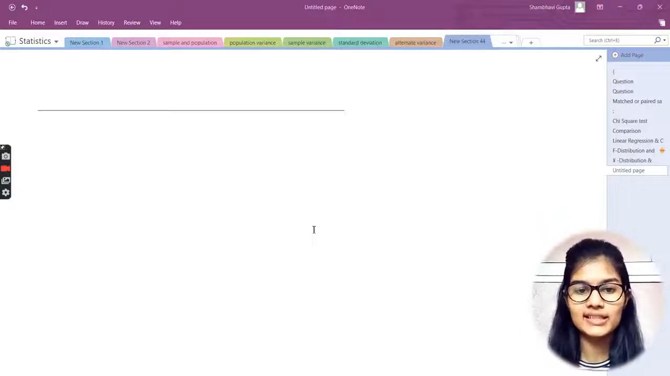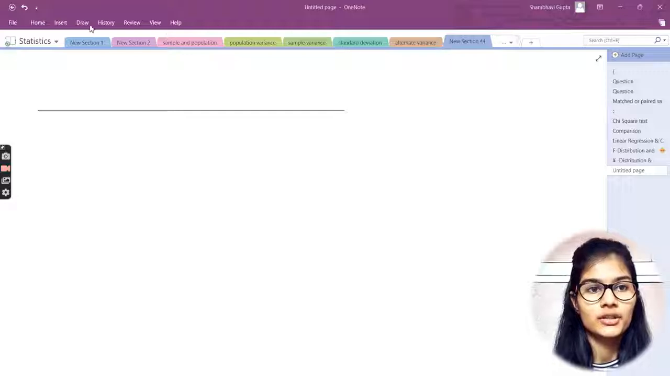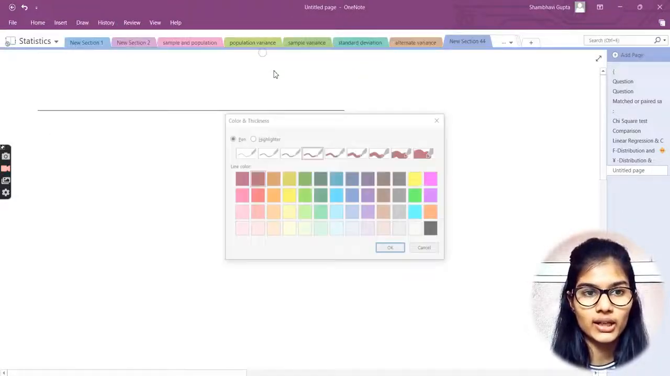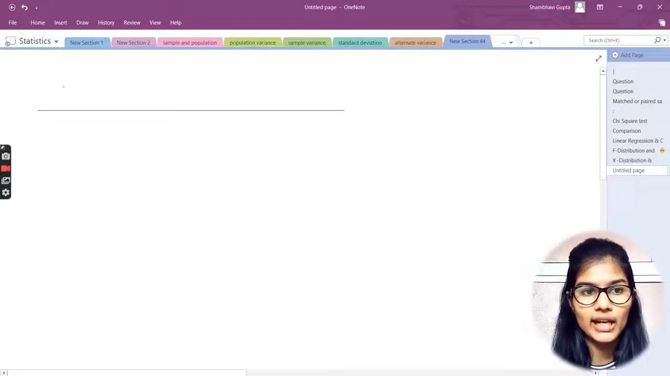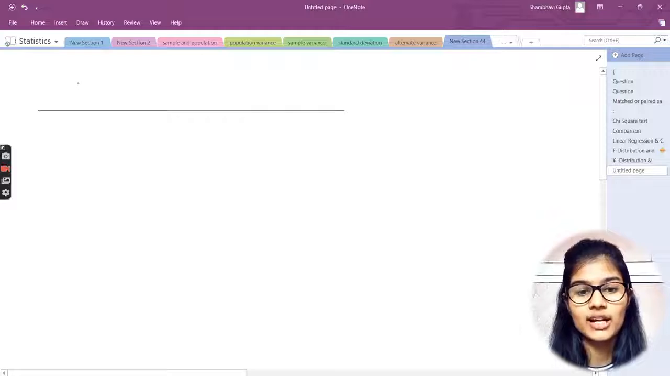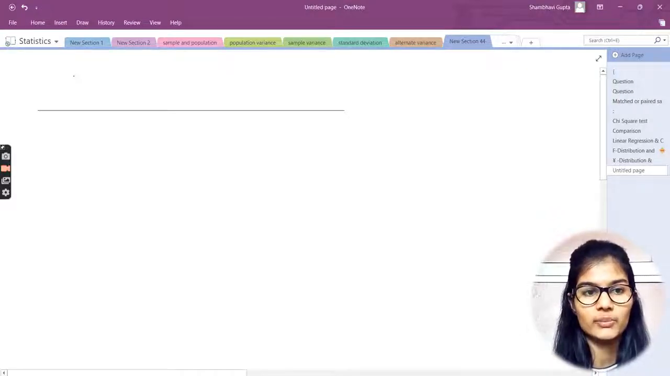So now let's discuss some facts on which the one-way ANOVA depends. Let's discuss that out. Here I'm going to take one color and start writing. We have the one-way ANOVA test, and basically what are the things on which the one-way ANOVA test actually depends? I would just start writing it from here.